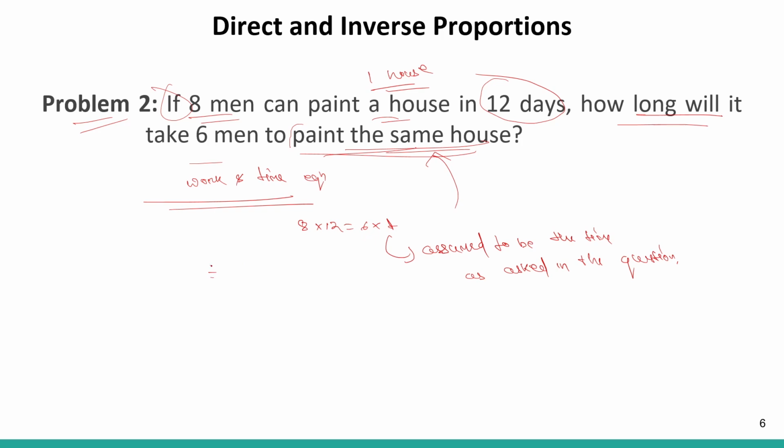We can solve this algebraic equation. T is equal to 8 into 12 by 6, so 6 into 2, which gives 8 into 2, which is 16. So T is equal to 16. It will take 16 days for 6 painters to paint the house. This is the conclusion at which we have arrived.